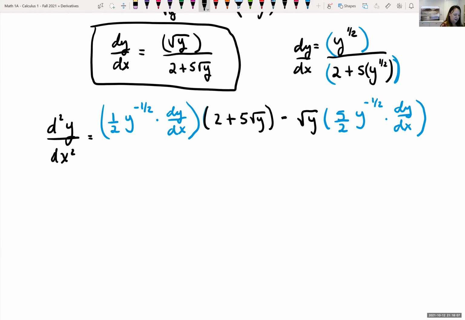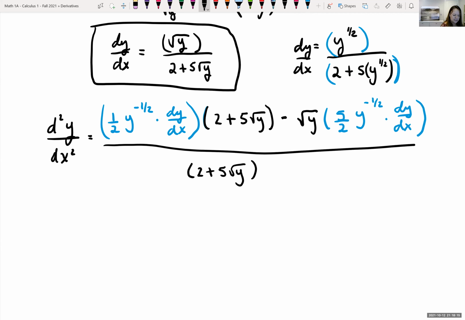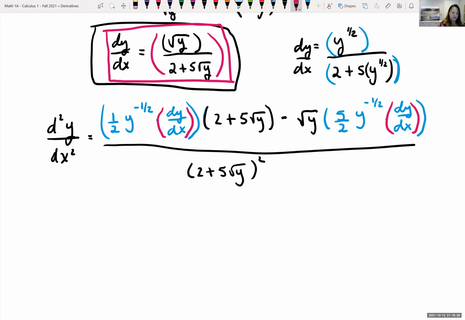All over my denominator squared. So 2 plus 5 square roots of y, quantity squared. Okay, so we want to clean this up. The other thing that we want to do is wherever we see dy/dx, and I'm going to wait till the very end, wherever we see dy/dx, we need to go back in and replace it with what dy/dx is, which we found when we took the first derivative.